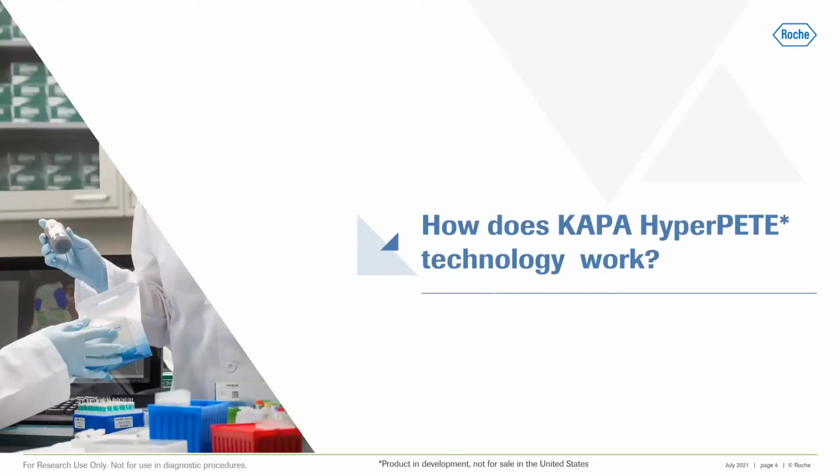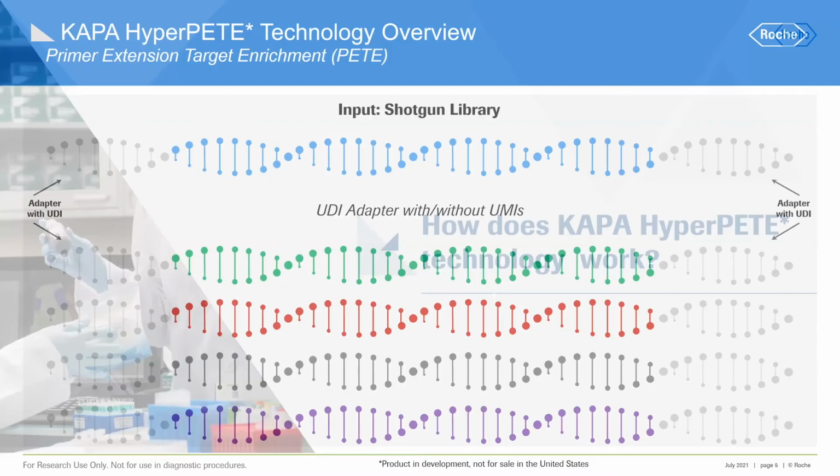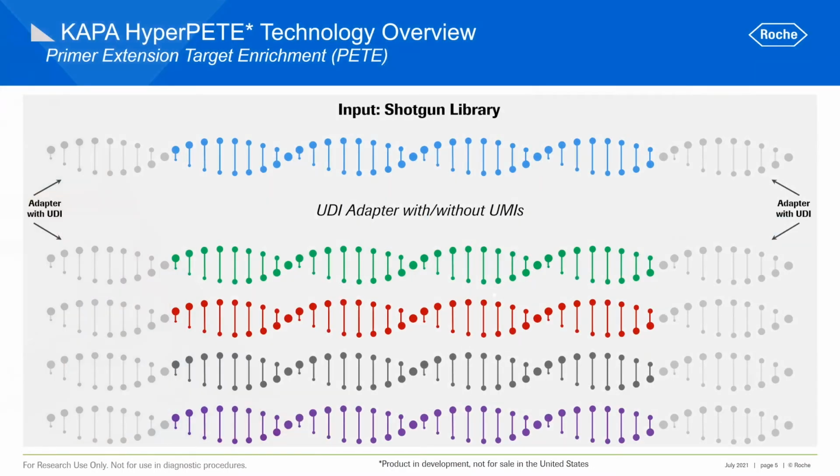So how does Kapa HyperPETE technology work? What I'm showing here denotes different library fragments that come out of our shotgun library solution. I'm not going to go through how those library prep solutions work. I'm just going to show what comes out of that. So we have our universal dual index adapters, both with or without UMIs on these libraries. For all of the somatic applications that I'm going to talk about today, we're using UMI adapters, or unique molecular index adapters, for identification of unique molecules, as well as some error correction in our analysis pipeline.